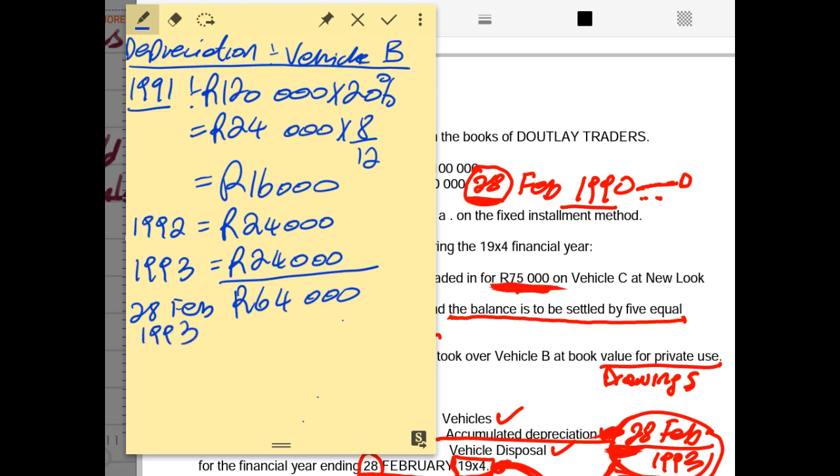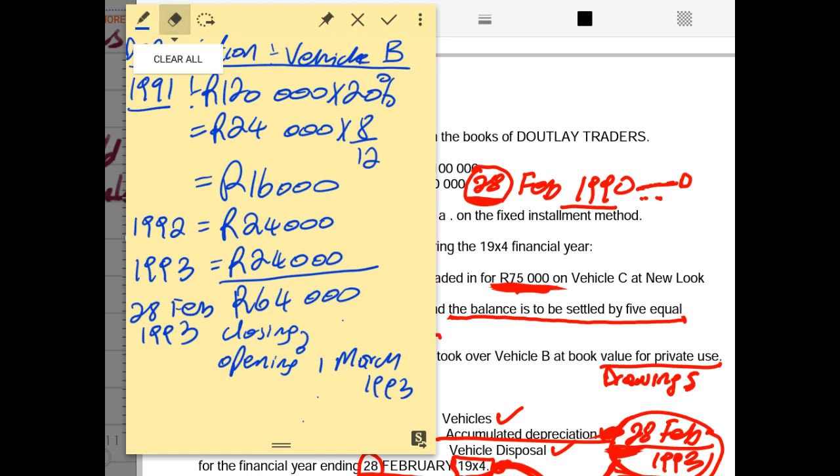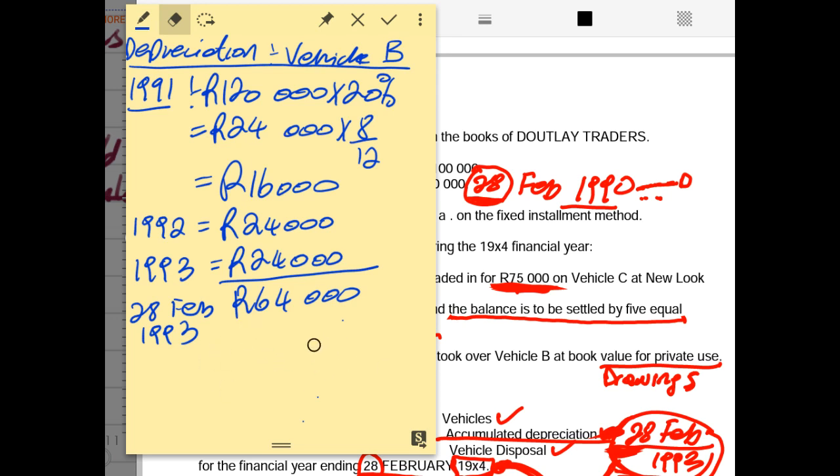1993. And this is the closing balance in the year 1993, which becomes an opening balance again. The closing balance will become an opening balance on the 1st of March in the year 1993, which is the beginning of the 1994 accounting period, starting on the 1st of March 1993. So previously we calculated total accumulated depreciation for motor vehicle A, and if I still remember, that gave us an amount of 60,000 rands.